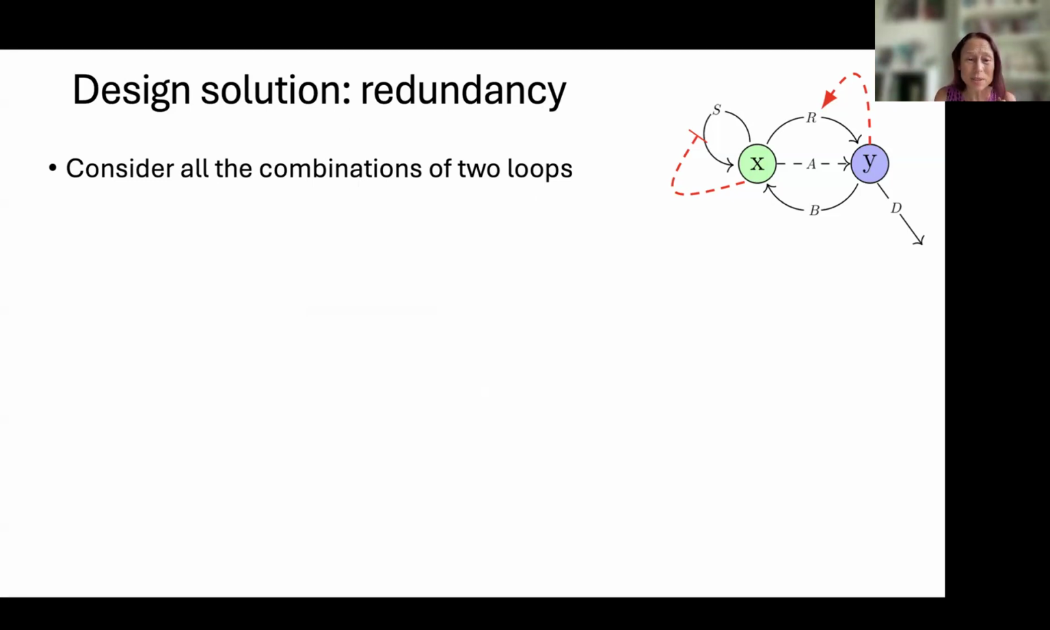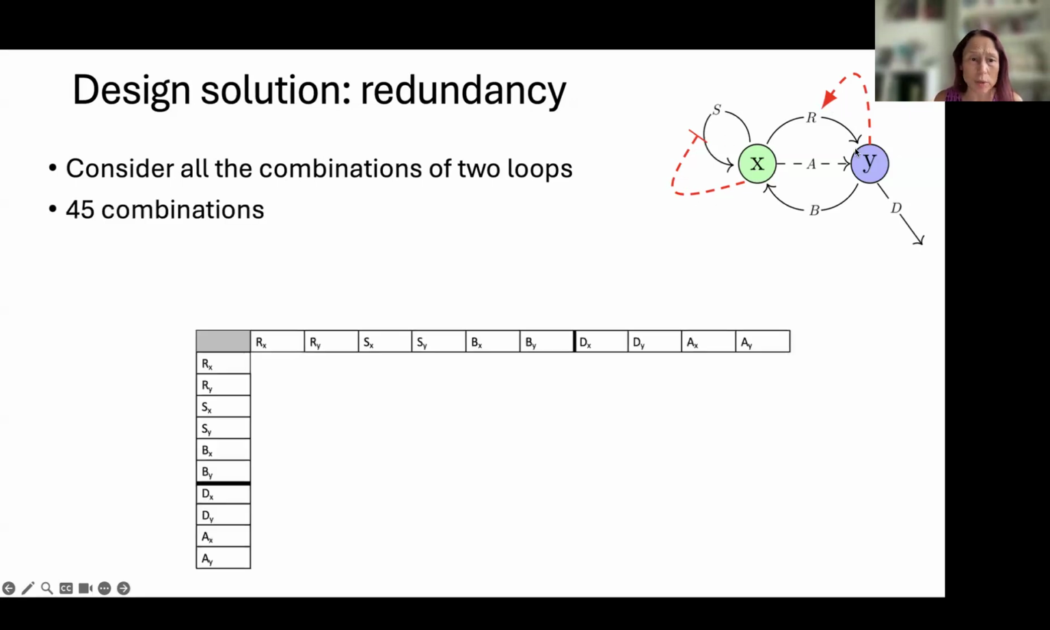But maybe the smallest number is not a good idea, because an invader always comes and takes over. It's easy for it to break a single protection barrier. So let's try to combine two. We can consider all the combinations of two loops like this: that loop and this loop. And we can classify them in the following way.